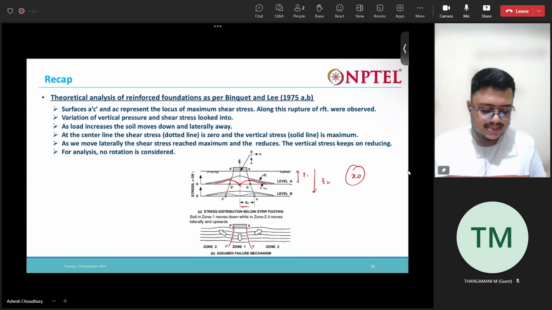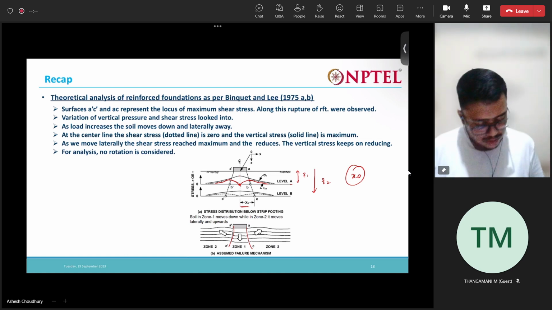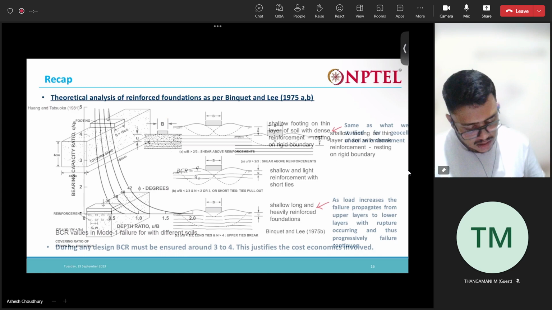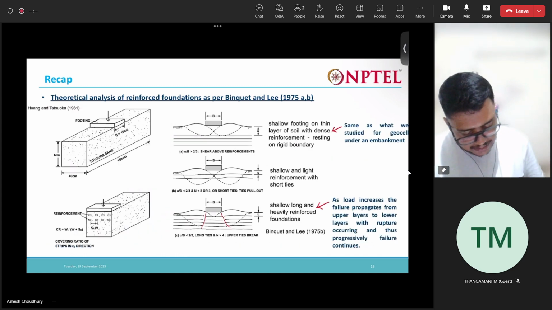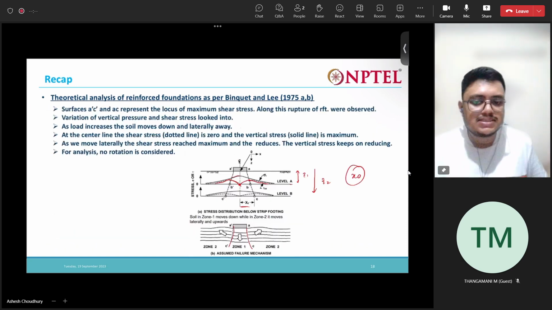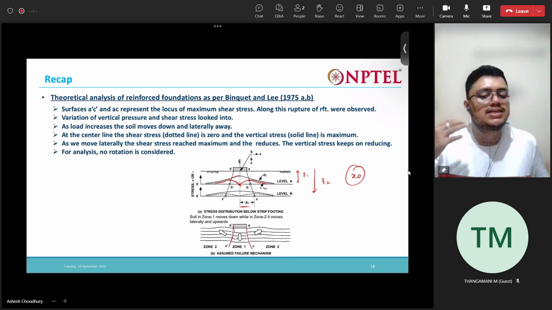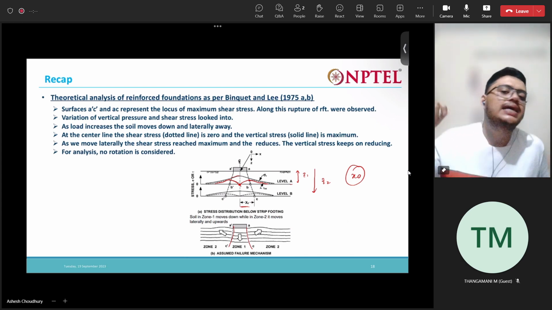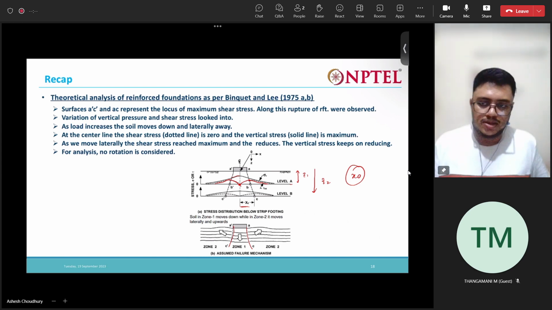So surfaces A'C' and AC represent the locus of the maximum shear stress along which the reinforcement ruptures or is observed to fail. As I said before, the tie ruptures along this locus only, where the shear stresses are maximum. At those points, the tie actually breaks.